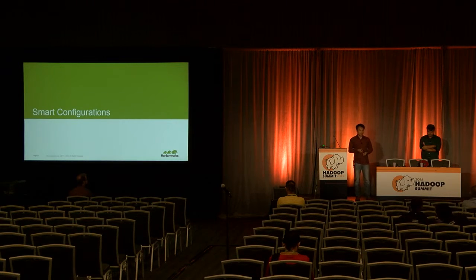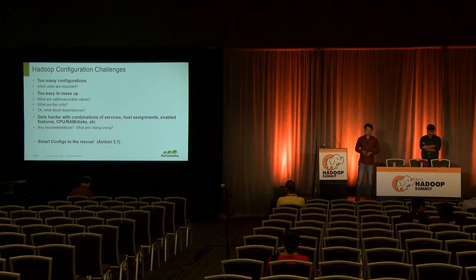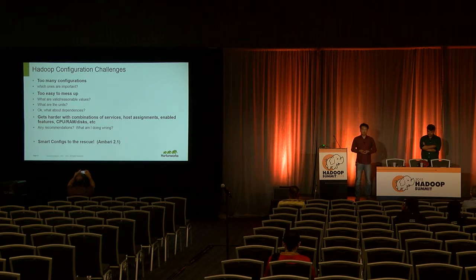Another major feature that we added in Ambari 2.1 is called smart configurations. As you all might know, Hadoop and its ecosystem components are very, very difficult to configure because of the sheer number of parameters that you can tune. Also, the optimal values can be different depending on your physical hardware or the combination of daemons that you're running on each service, which features you have enabled, things like that.